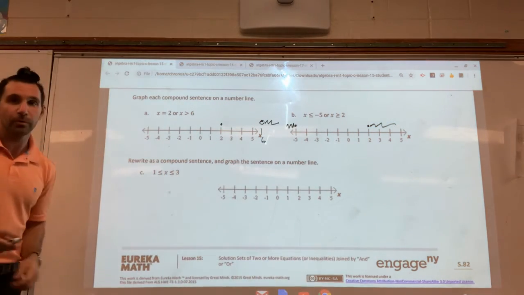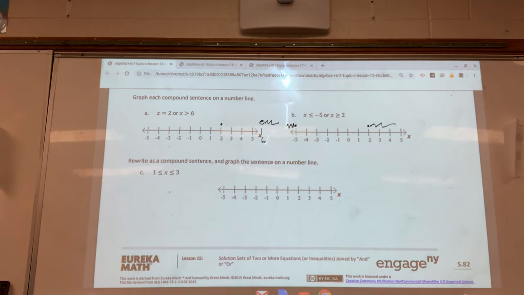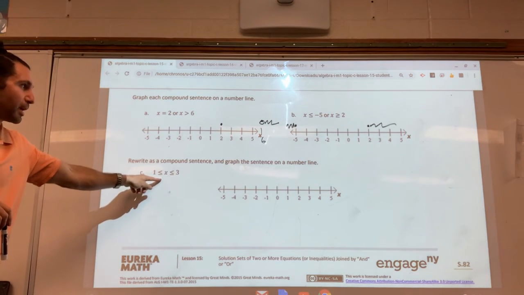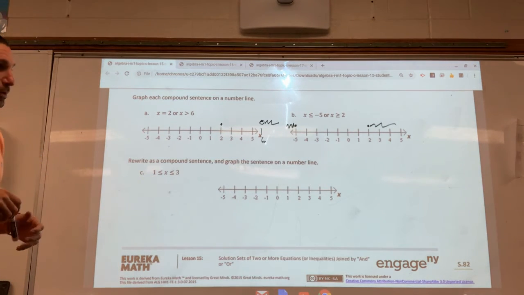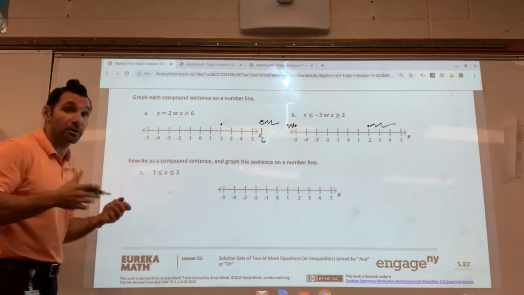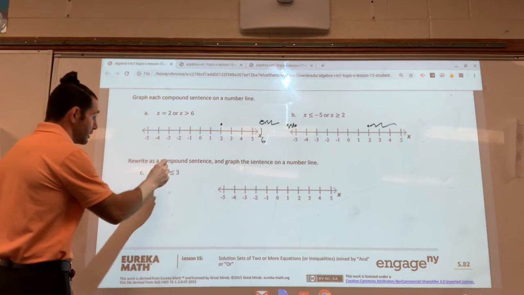But this is the guy that I want you to take a look at. I want you to try this one on your own. See if you can graph this correctly. So it says rewrite as a compound sentence. This really is a compound sentence. But rewrite it anyway, and then graph it. Go ahead and pause me. Okay. So you've unpaused me.